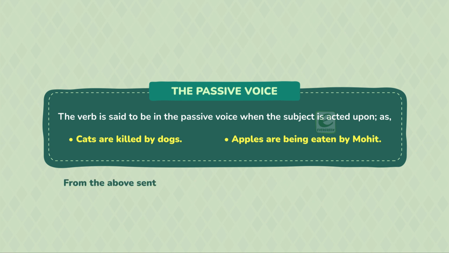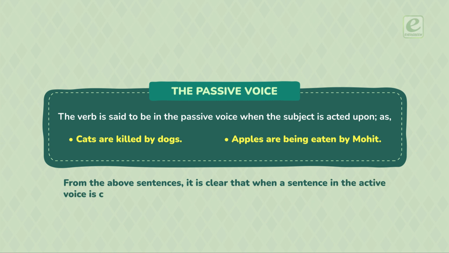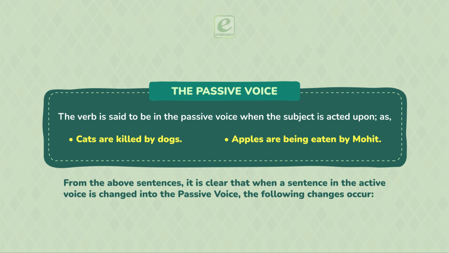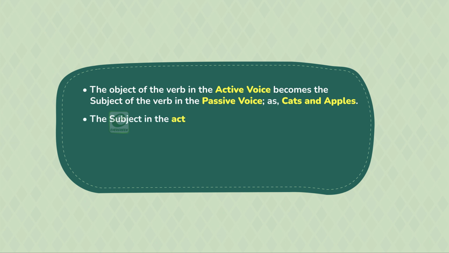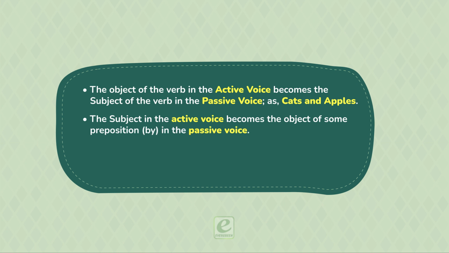From the above sentences, it is clear that when a sentence in the active voice is changed into the passive voice, the following changes occur. The object of the verb in the active voice becomes the subject of the verb in the passive voice, as cats and apples. The subject in the active voice becomes the object of some preposition, by, in the passive voice.